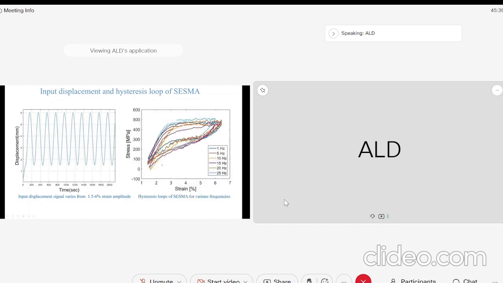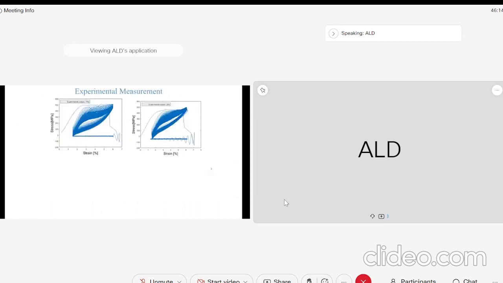Here we can get the hysteresis loops at our various frequencies. In the hysteresis loop, we can easily see that when we increase the frequency, the hysteresis loop reduces. So we can say the 1 hertz hysteresis loop is greater than the 25 hertz loop in area under the curve. Based on this we can find the energy dissipation in my last result. So this is the experimental measurement.